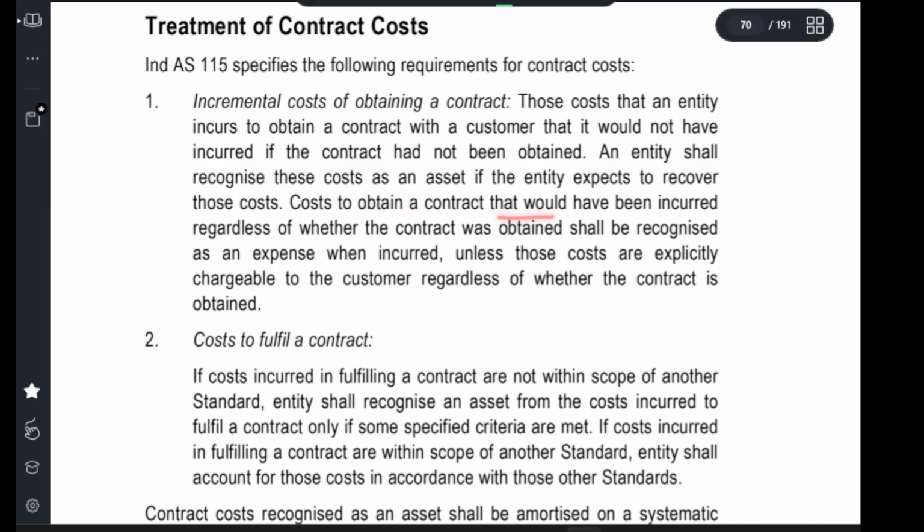Cost to obtain a contract that would have been incurred regardless of whether the contract was obtained shall be recognized as an expense when incurred. So I'm completely putting it in the profit and loss. I don't know whether I will get it or not. I will apply right now and wait for it. If I don't get it, no issue. If that is the mindset, that is an expense, unless the cost was explicitly chargeable to the customer regardless of whether the contract is obtained. Other than that, it is an expense.